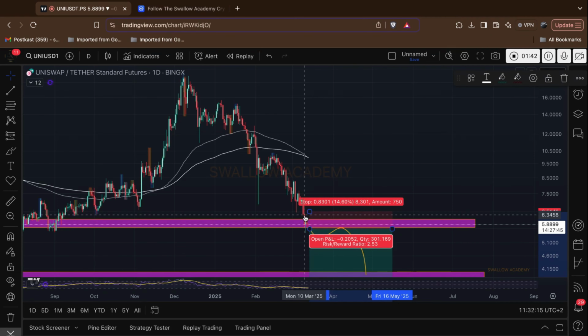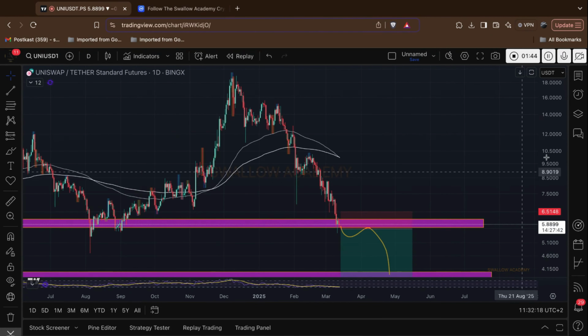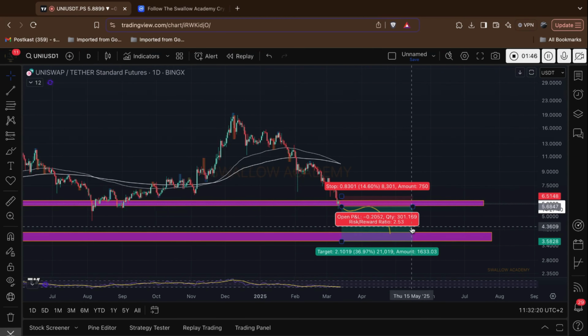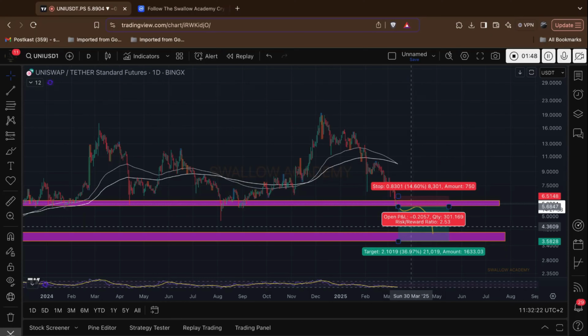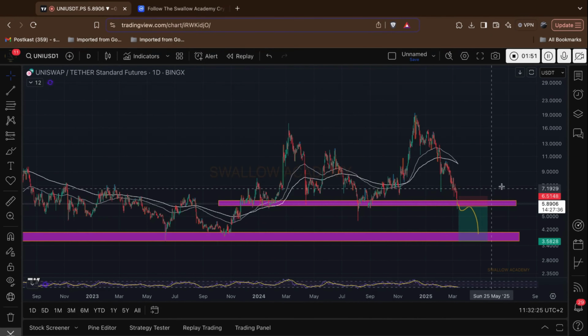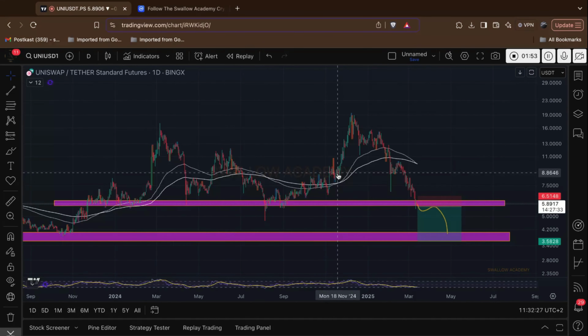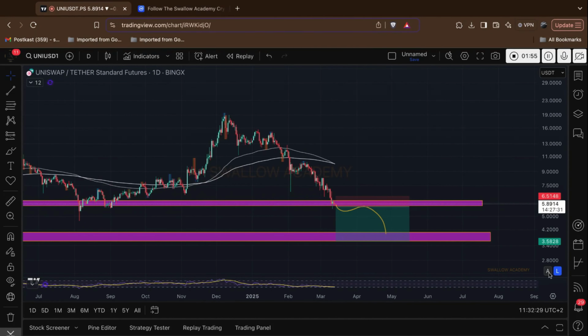Let's narrow it down to this liquidity zone here. So risk and reward ratio should be 1 to 2, I think. Yeah, 1 to 2, 1 to 2.5, 3, something. But this is the scenario we want to see on the Uniswap coin now.